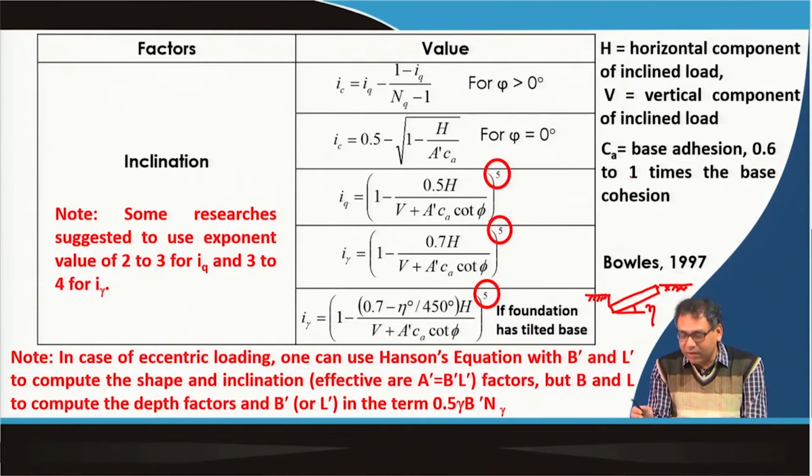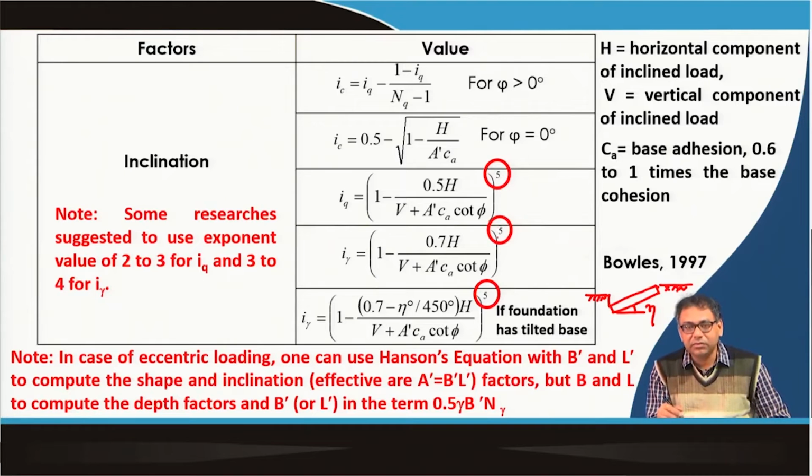So, you can take any value in between 0.6 to 1. If it is mentioned in the question, then you have to use that value. Otherwise, during design, you can use any value in between 0.6 to 1 times the base cohesion, the cohesion which is acting at the base of the footing. Another thing, as mentioned, H is the horizontal component of the inclined load, V is the vertical component of the inclined load.